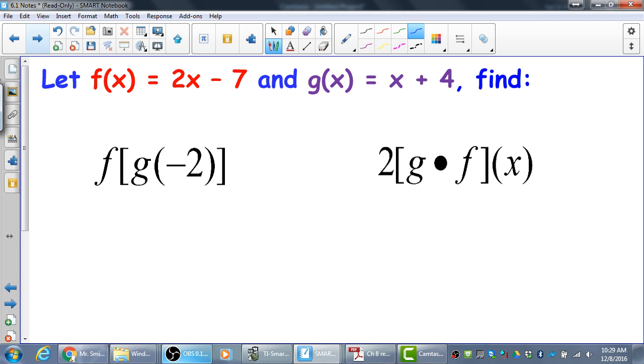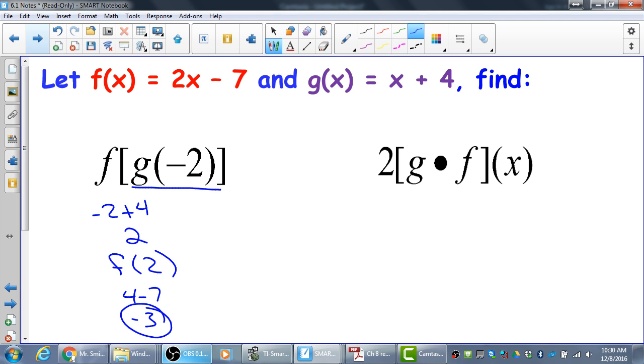F of G of negative 2. You do G of negative 2 first. So negative 2 plus 4 turns out to be 2. Now we're going to do F of 2, because we did the inside, we did the G, now we have to replace that and do the F. So F of 2 now is 4 minus 7. The answer is negative 3.